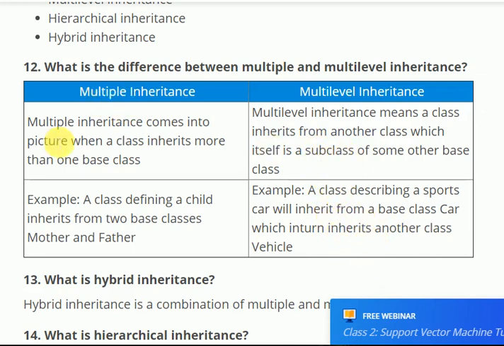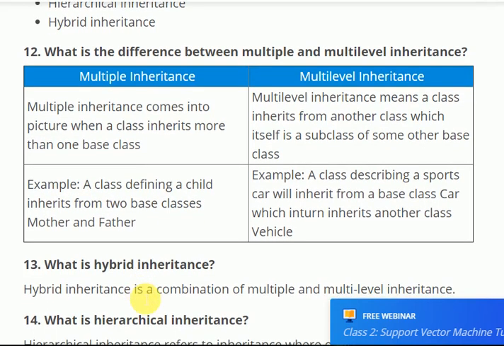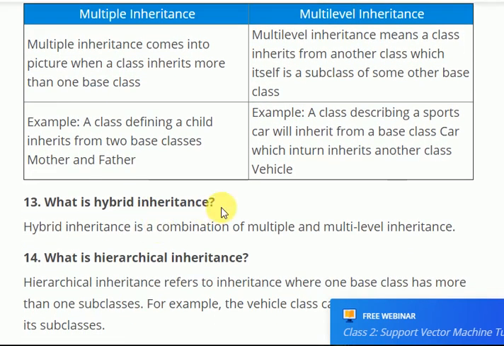Multiple inheritance comes into picture when a class inherits more than one base class. For example, a class defining a child inherits from two base classes, mother and father. This is multiple inheritance. Hybrid inheritance is a combination of multiple and multi-level inheritance.